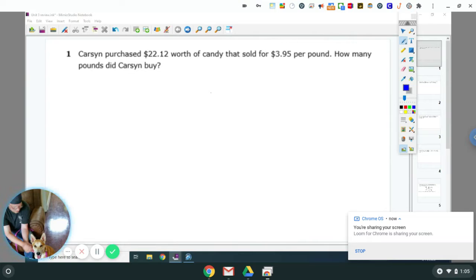Okay, so number one, Carson purchased $22.12 worth of candy that sold for $3.95 per pound. How many pounds did Carson buy? So what we need to do is figure out how much she bought. We're going to take the $22.12 and divide it by the $3.95. So the $3.95 goes on the outside and the 22.12 goes on the inside.